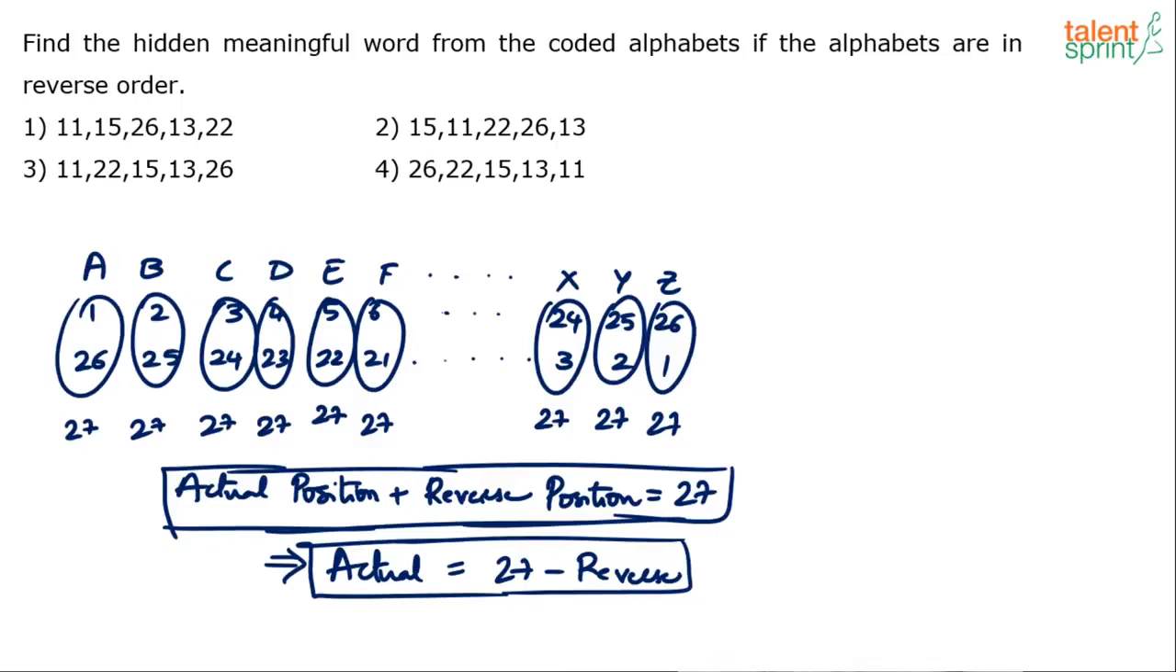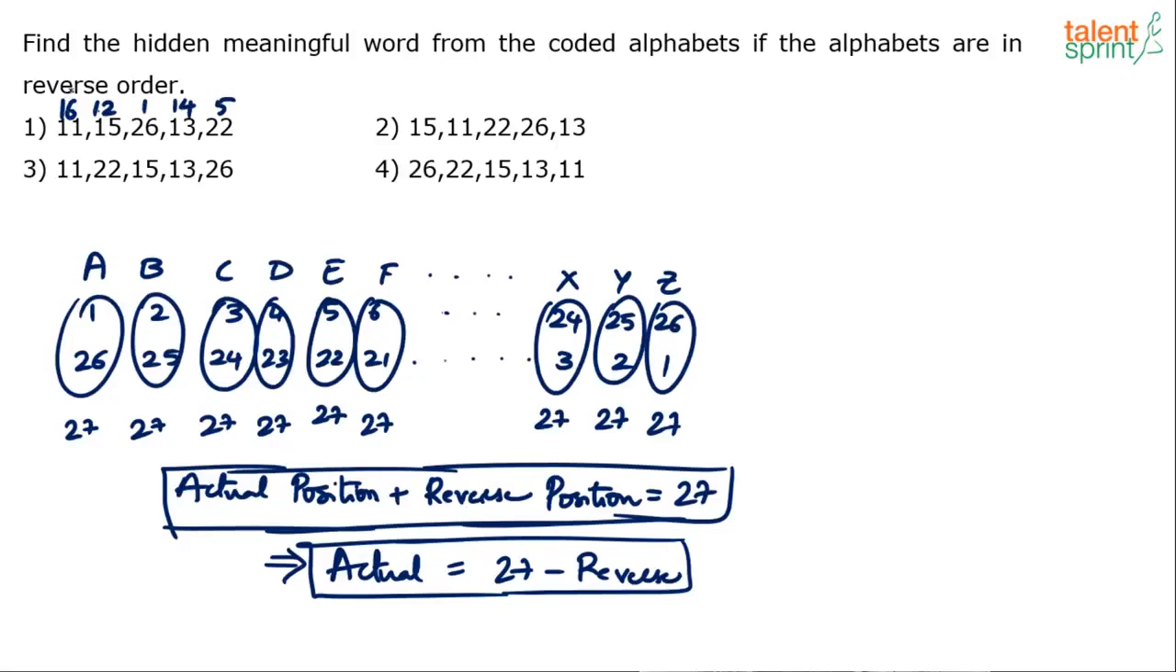So 27 minus reverse. So 11 will be what? 27 minus 11, 16. This is 27 minus 15, 12. This is 27 minus 26, 1. This is 27 minus 13, 14. This is 27 minus 22, which is 5. So the letters are 16, 12, 1, 14, 5.